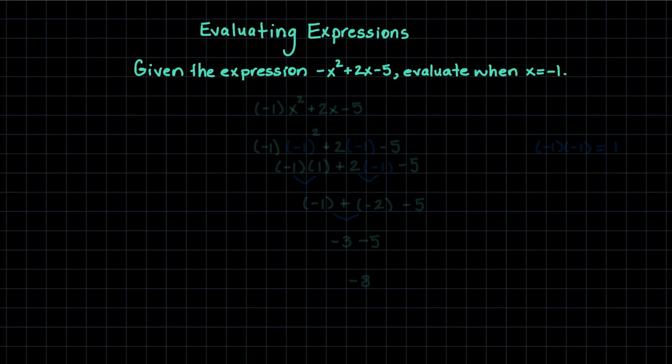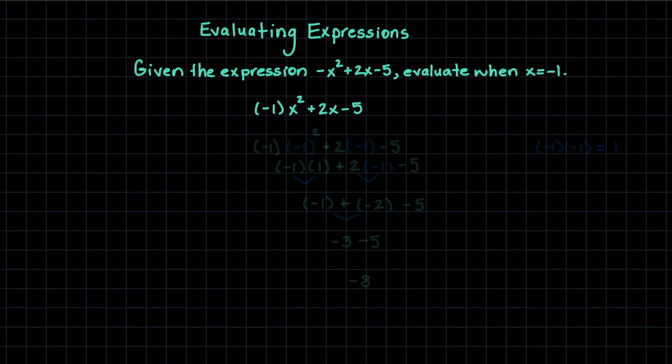Given the expression negative x squared plus 2x minus 5, evaluate when x equals negative 1. Now, if you are really good at this, you don't need to do this first step that I'm going to do. But if you find yourself still making mistakes, when you see that negative hanging out in the front like that, I want you to change it to negative 1 so that you can see that it's negative 1 times x squared.